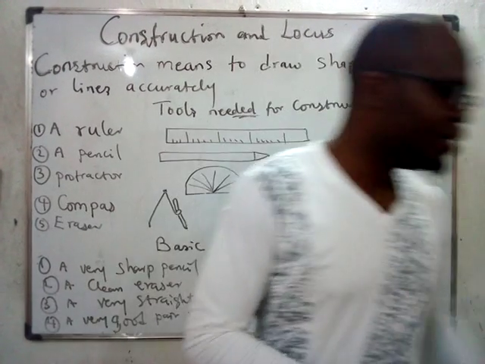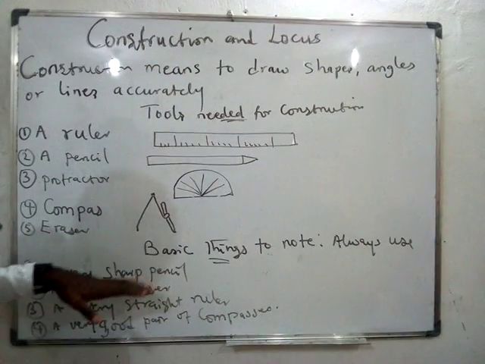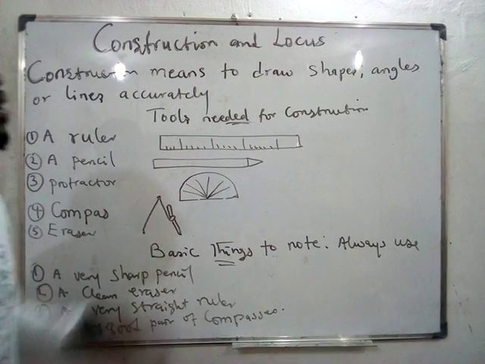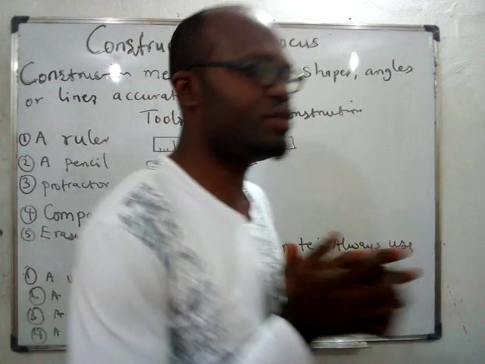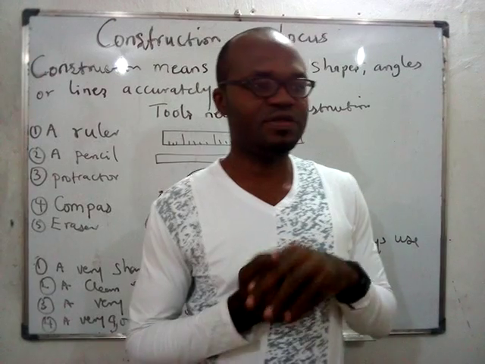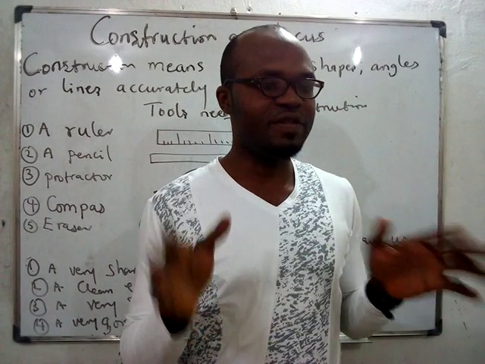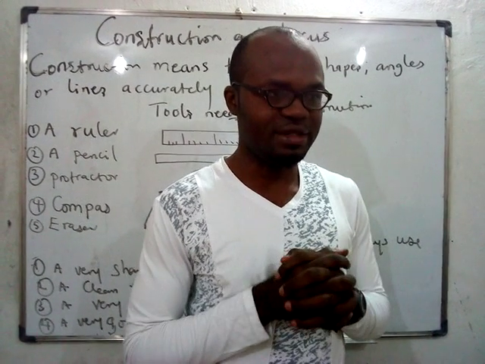Is that clear? So once you have these tools, and many more of them, and you are able to obey all these basic rules, you're going to have a good construction. In subsequent classes, we are going to be starting our construction, and we'll be starting with a straight line, marking out a line of specific length. Is that clear?